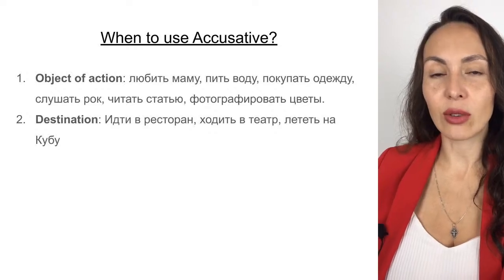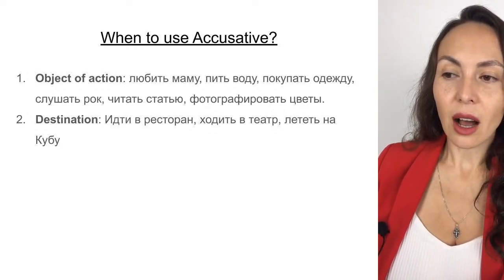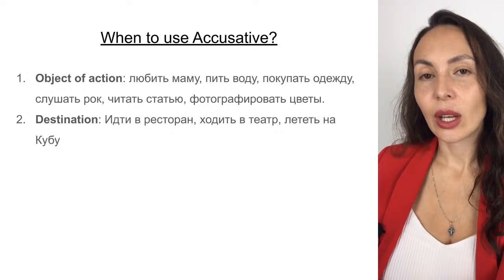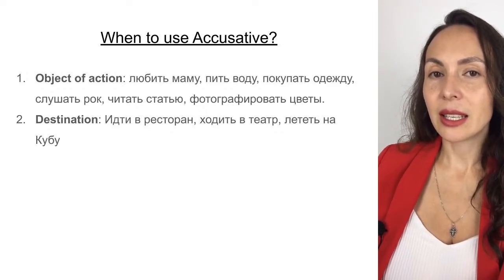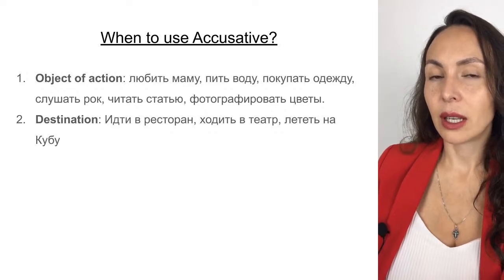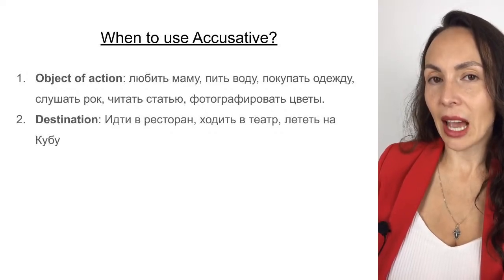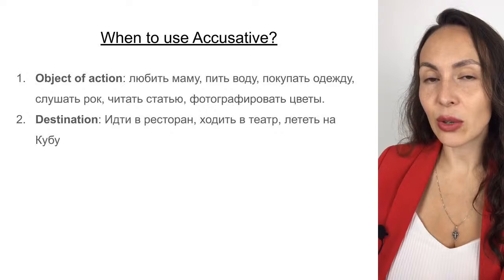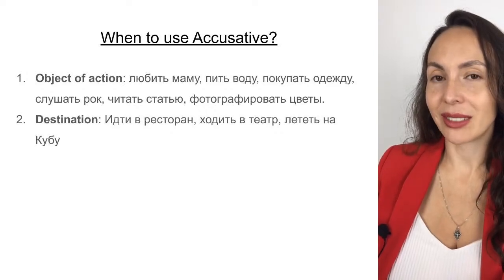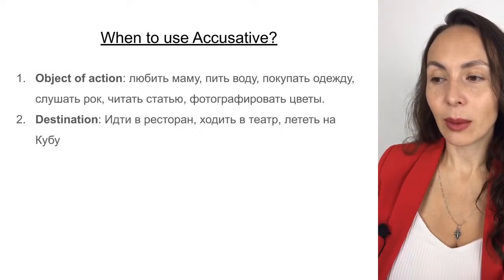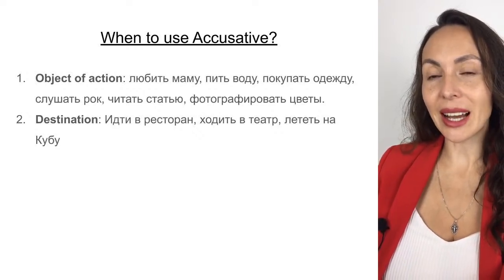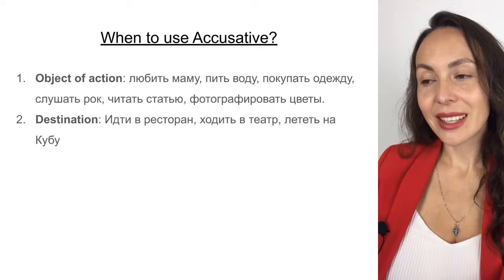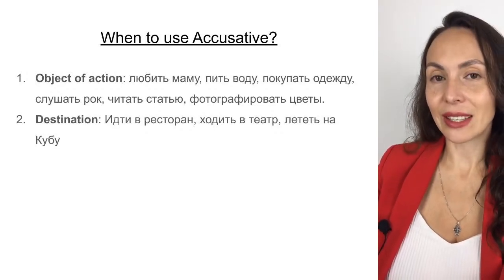When to use accusative? When it's the object of an action. Любить маму. Okay, mama is the object of our love, of the act of love. Пить воду. Again, what are you drinking? It's the object of the action. Любить маму, пить воду, покупать одежду, слушать рок, читать статью, фотографировать цветы.